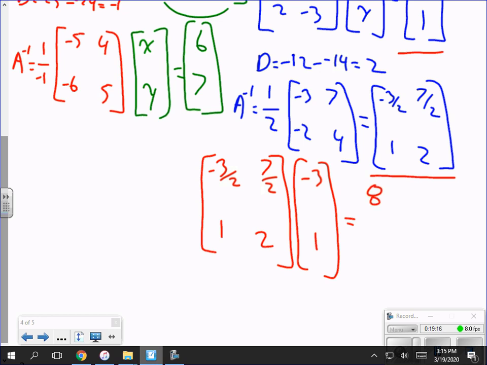Now I do this row, 1, 2 times -3, 1, and add them together. So basically it's -3 plus 4 gives me, should be a -1. Yeah, that should be -1. That's my bad. So I'm getting 3 plus 6, or sorry, 3 plus 2, and I get 5. So that means that x equals 8 and y equals 5.